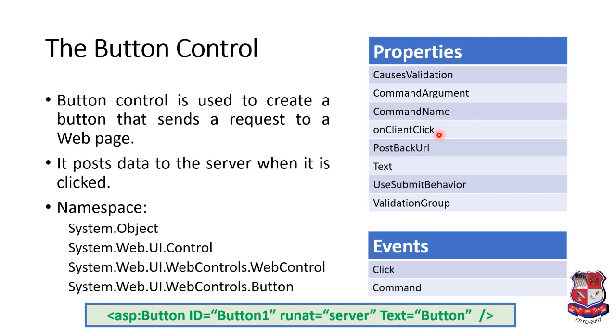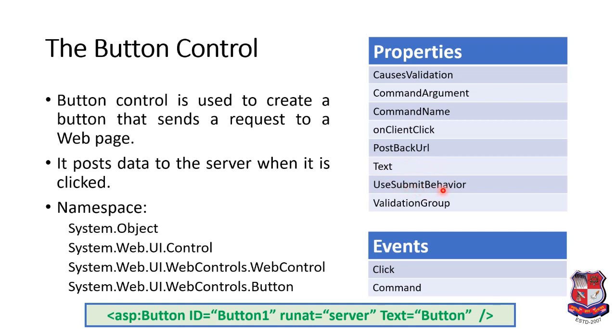Next is OnClientClick. It is used to obtain or set the client side script that executes when a button control's click event is raised. Next is PostBackUrl. It is used to obtain or set the URL of the page to post to when the button control is clicked. Next is Text. It is used to obtain or set the text to be displayed on the button control. This Text property works as the caption for the button control.